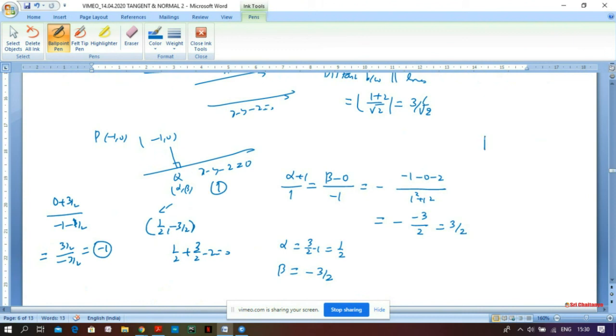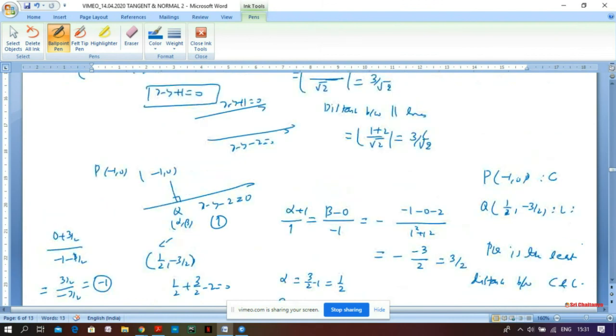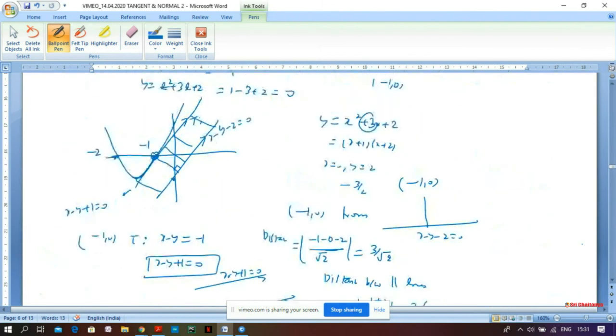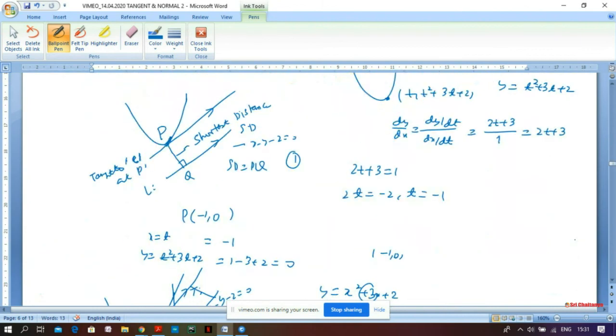So it means we will say that the points P (-1, 0) and Q (1/2, -3/2) are such that P is on the curve C and Q is on the line L, and PQ is the least distance between C and L. So this is the kind of thing that we do. This example was the tricky one, and you are expected to get this kind of problem.